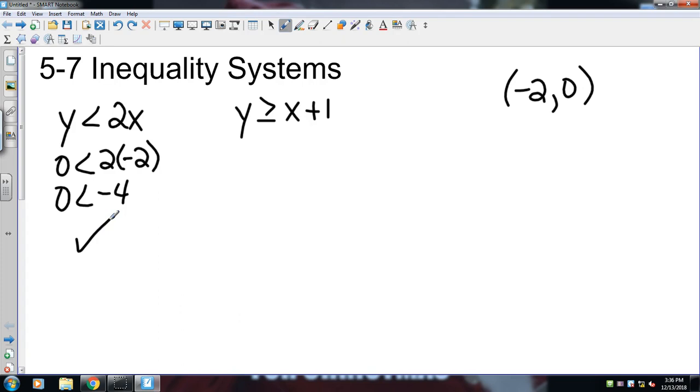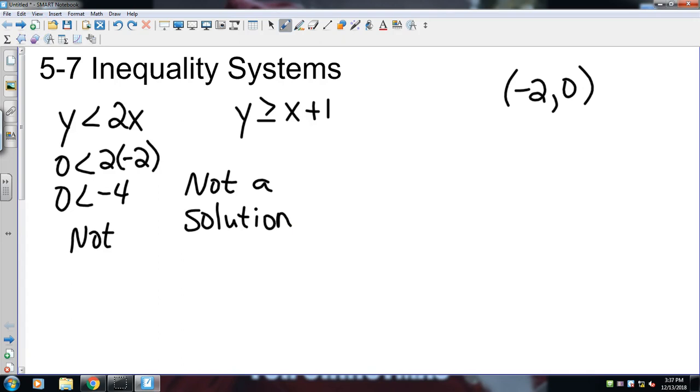Excuse me. I'm sorry. That's not good math. Is 0 less than -4? 0 is not less than -4. So if it doesn't satisfy that equation, then we don't even have to check the second one. We automatically know that this is not a solution. So just substituting them in and finding out if they satisfy both equations. In this case, they do not.